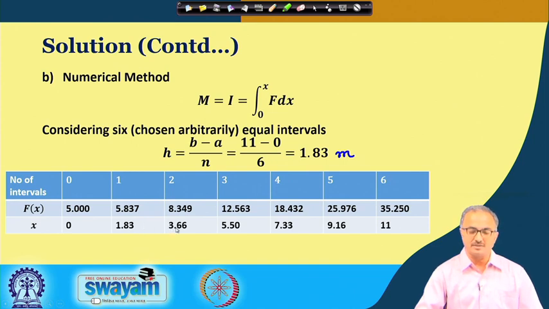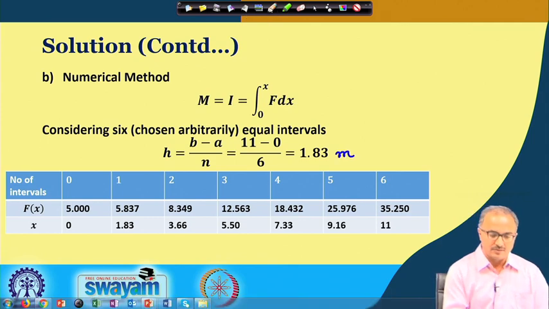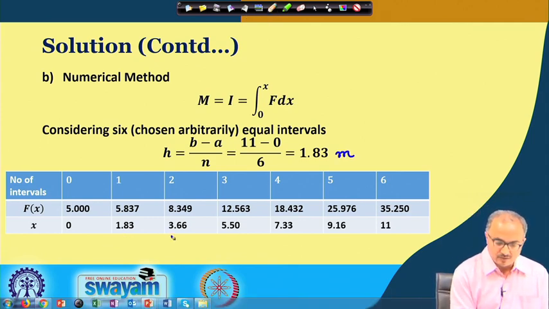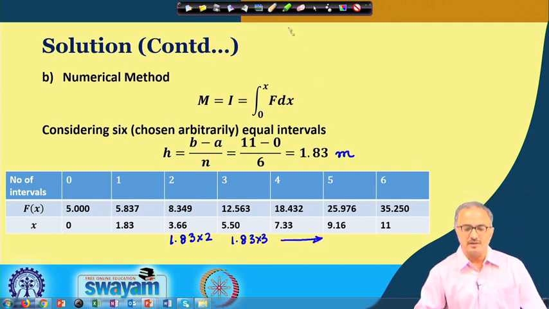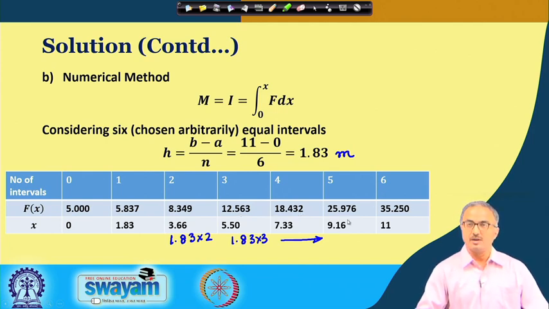So we are getting 3.66, and then this is 1.83 into 2, this is 1.83 into 3, and so on and so forth. So that is how we are getting the values of x. Once you know the value of x, you can find, for each value of x, the value of the function for the given relationship. After obtaining these values, let us see how we carry out the integration.